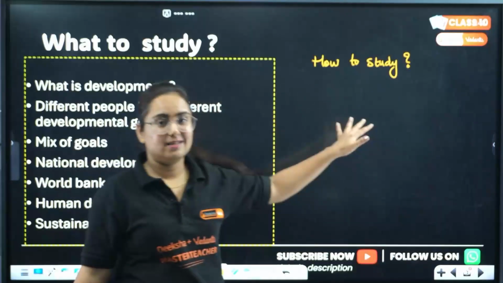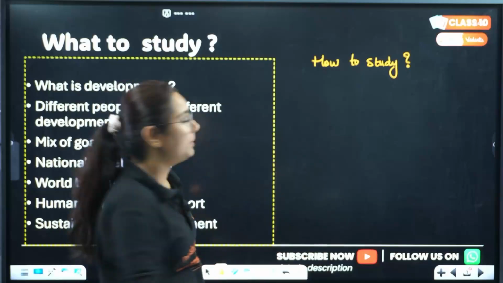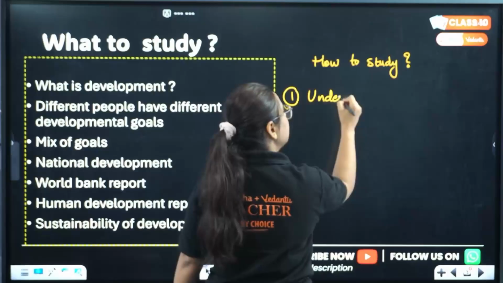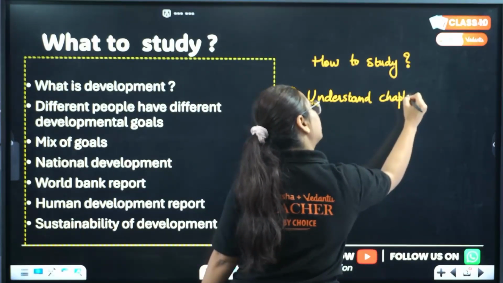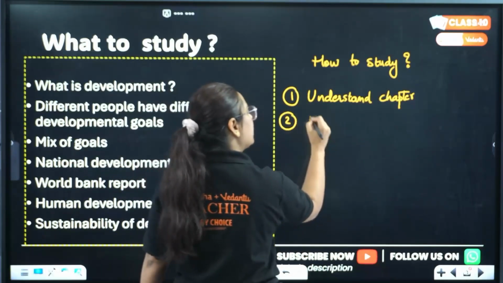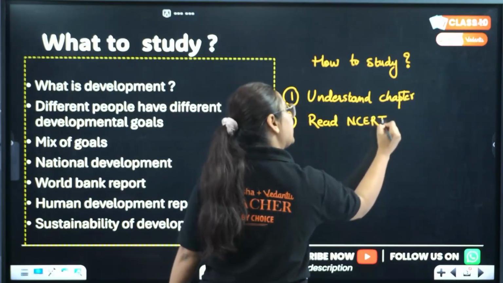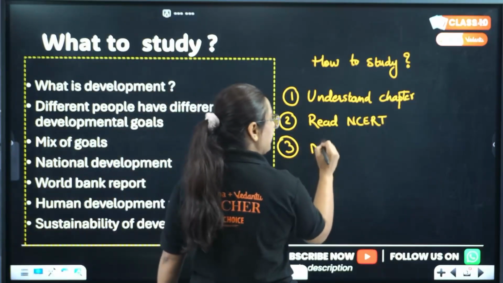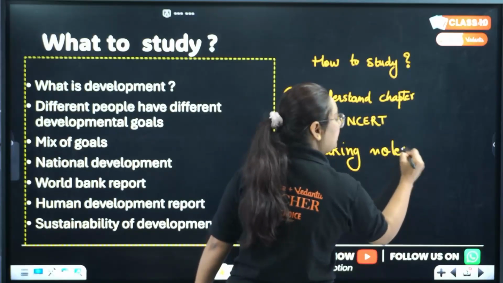How we will study SST, that's the important point. And the same thing we are going to follow in the chapter Development. The first thing we have to do is to understand the chapter nicely. To understand the chapter, you are watching my video right now. Once you complete understanding the chapter, you are going to read the NCERT. Once you read the NCERT, you will be making your notes. How to make the notes, I will tell you in between, right?